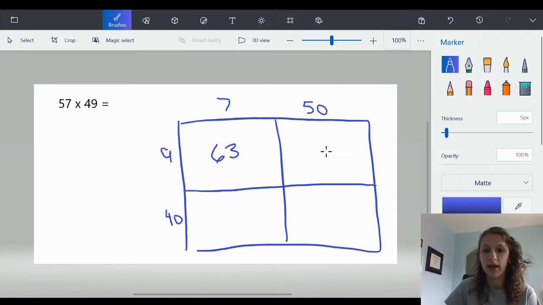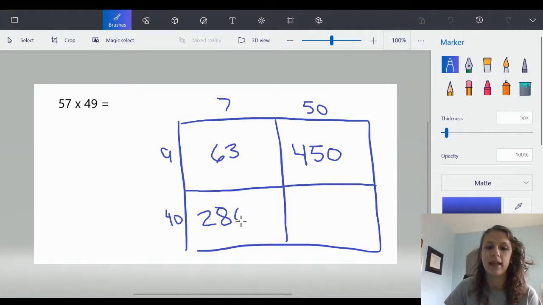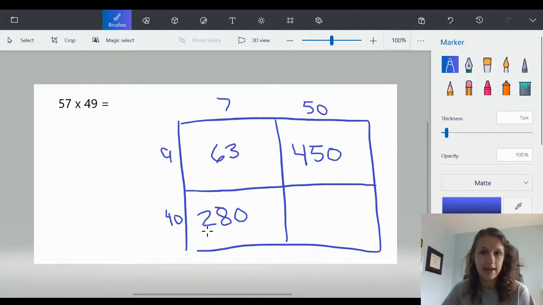So I'm going to do 9 times 50. 9 times 5 gives me 45, and I'm working with tens, so I have 45 tens or 450. Going down here, I would do 40 times 7. 4 tens times 7 would give me 28 tens or 280.